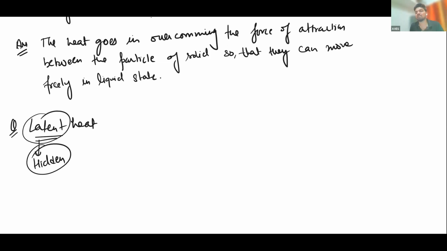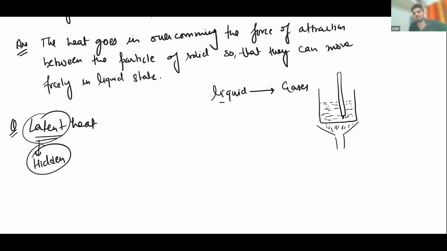For example, if you are heating a beaker, and this is water inside it, and suppose this is solid, or you can say ice, or anything that is changing state, liquid changing state into gases. If the liquids are changing their states, the temperature does not change. So where does the heat go? I'm just showing you here, you can watch it.